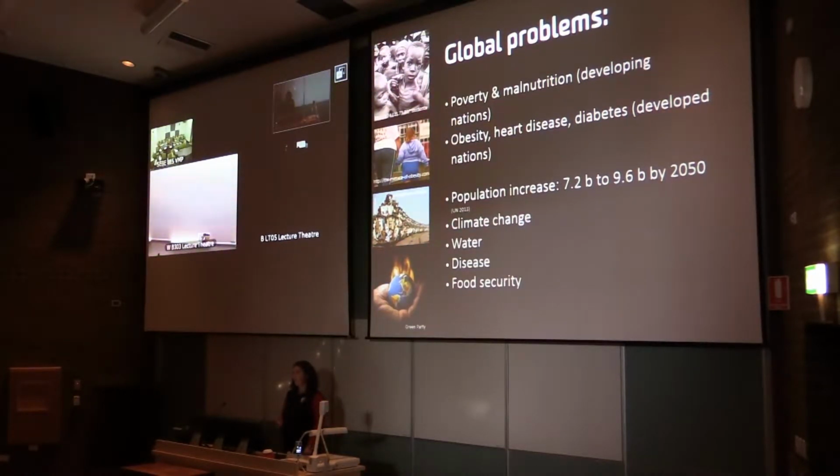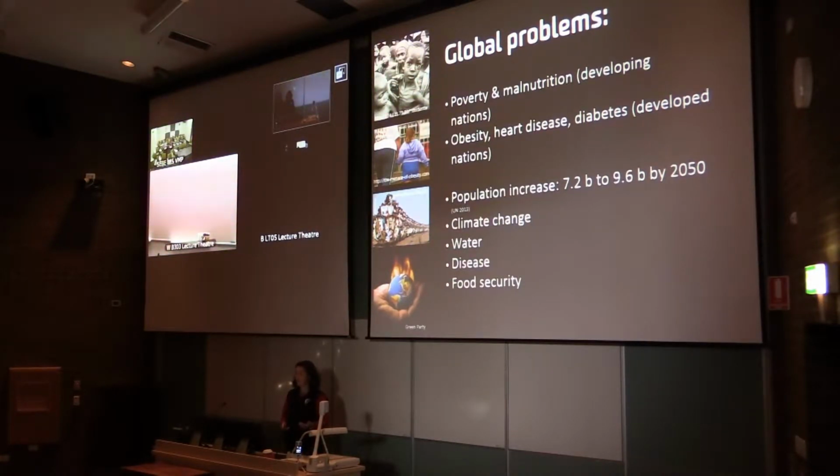So, there are a lot of problems on a global scale. Poverty and malnutrition are huge problems in the developing nations, whereas in developed nations we have problems with obesity, heart disease and diabetes. We've got massive population increase. We've projected our global population to rise to 9.6 billion by 2050. Along with this, we have climate change issues, a warming climate, and the array of effects that are affecting both our terrestrial and marine environments associated with that.